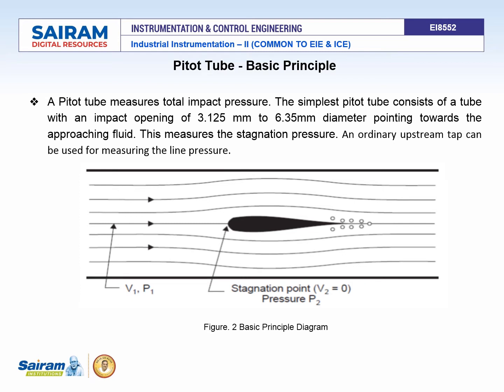Then this is the basic principle diagram for the pitot tube. We can see the initial velocity at P1 at one end, and we can see the stagnation point where we can measure the corresponding pressure P2, and the velocity is almost zero at the stagnation point. At the tip of the stagnation point, there will not be any velocity, and it measures the stagnation pressure.